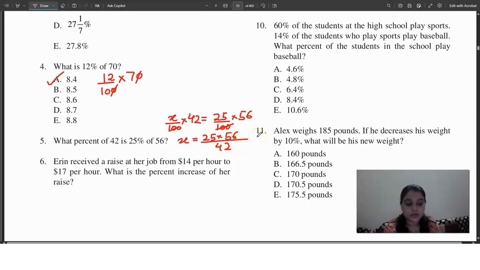We can start cancelling them off. There are no restrictions, but we can also find the answer in decimals. 25 into 56 divided by 42. This would be 33.3333% or 33 1 by 3%. That should be the answer. Now let's go to the next question.